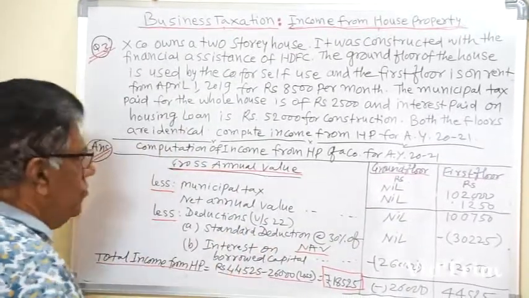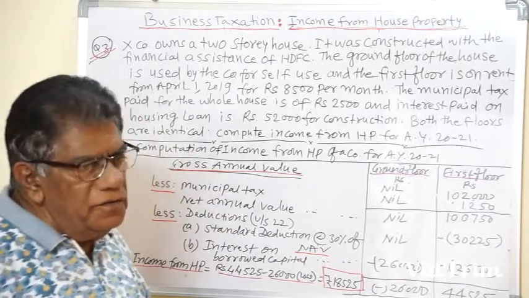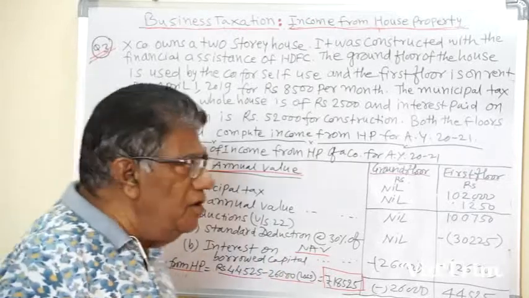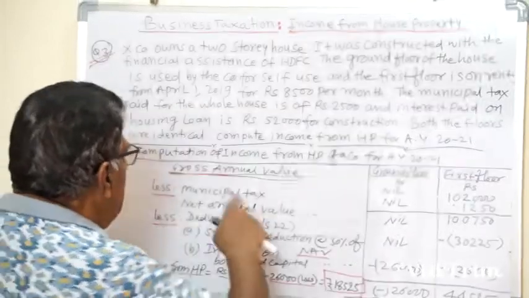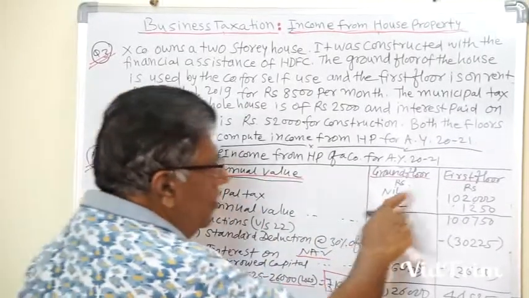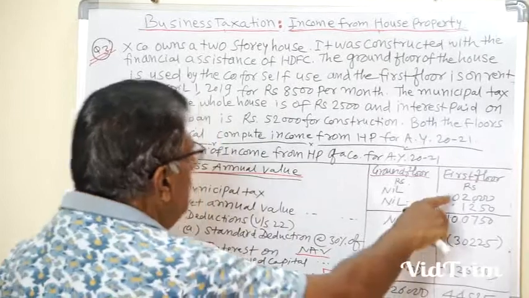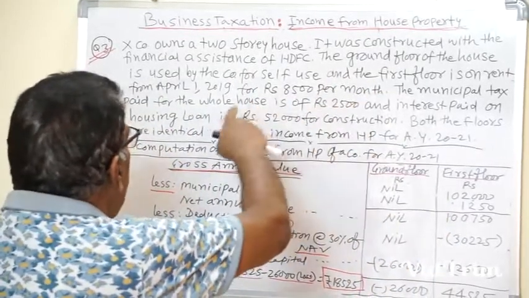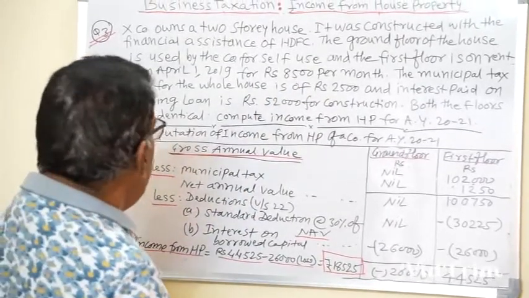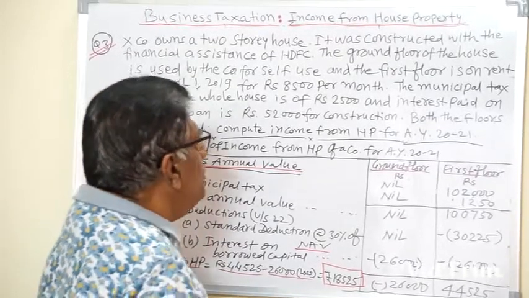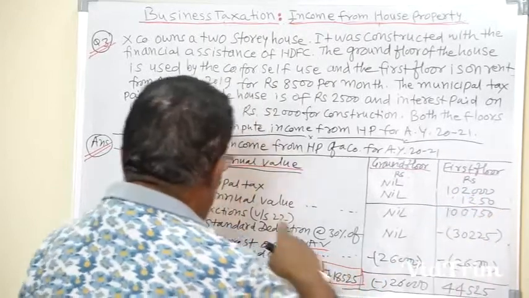Now we will go for the solution. First of all, gross annual value. As we have seen regarding computation of the gross annual value, you might be knowing the ideology of that. So here in case of self-occupied property, the value is always nil. Ground floor, nil. The first floor, as per the information, 8,500 per month is the rent. The other information is not given, therefore the total comes to 1,02,000 for a year.